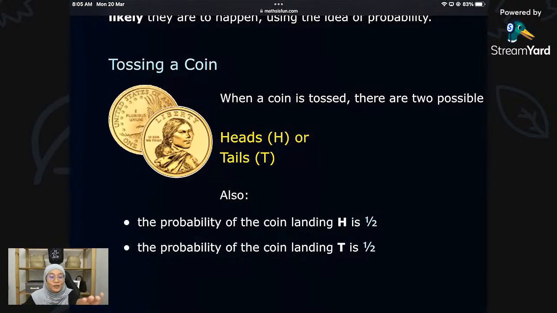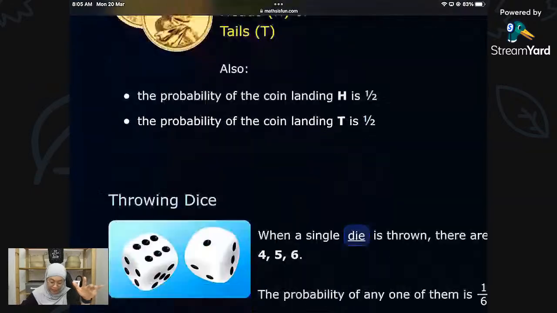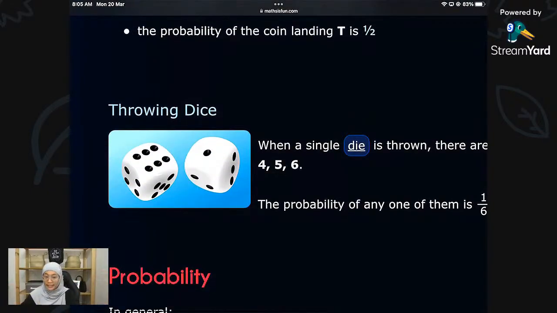Now we have another example that I can show you. Probability is throwing dice. So please remember, dice bermaksud dua dadu, D-I-C-E. Okay, ni English sedikit ya. When we want to say satu saja dadu, kita panggil dia a single die, D-I-E. I hope you understand this. A die meaning satu dadu, two dice mean dua dadu.